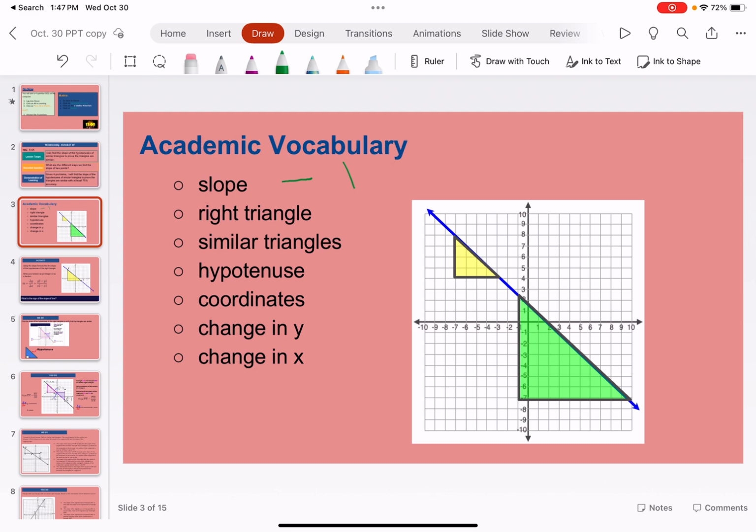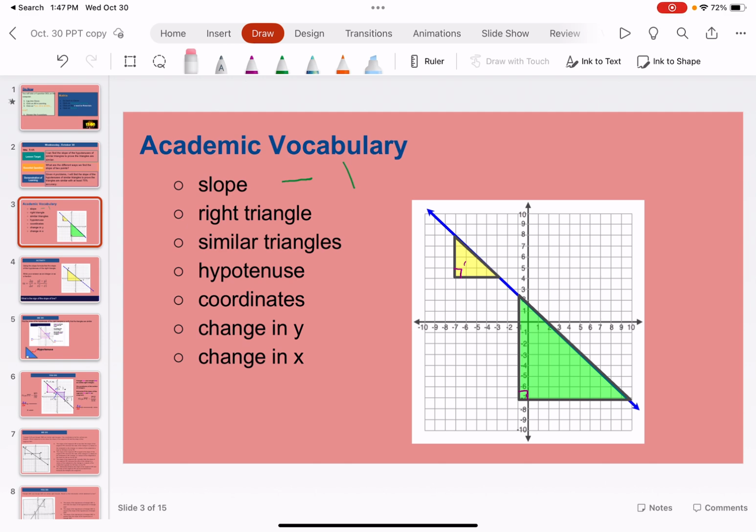Okay, so then we have a right triangle. So a right triangle is a triangle with a right angle, 90 degrees, or where two sides are perpendicular. So remember that perpendicular means two lines that meet at a 90-degree angle, right? So that's why we have a 90-degree angle in this corner right here. So we have these two triangles. We have the yellow one and then the green one, of course.